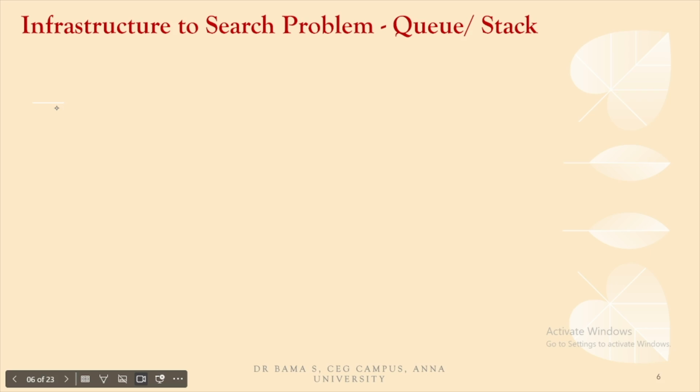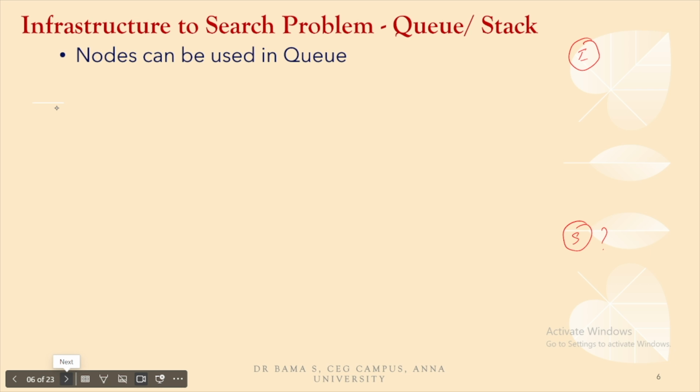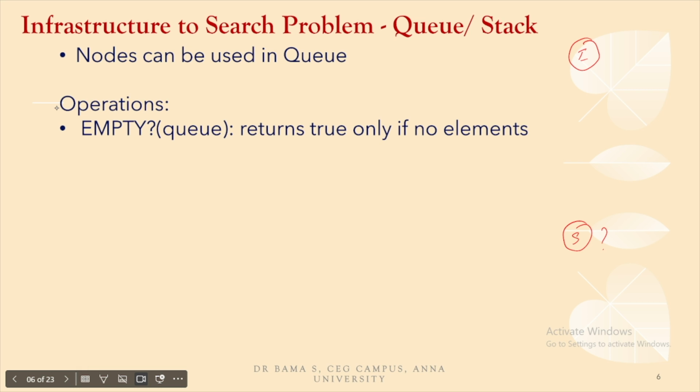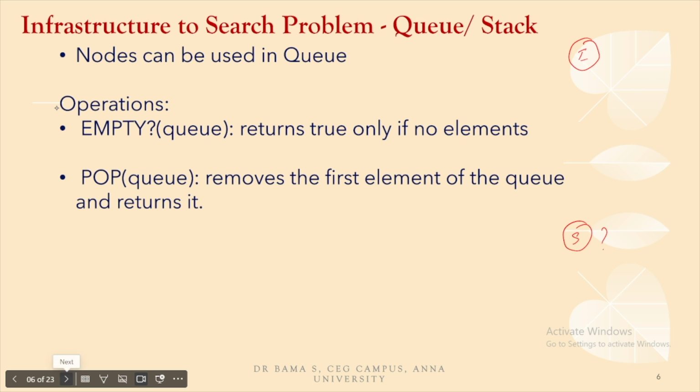Okay. Now, having done this, how do we search, how do we use it to reach the goal? Again, our objective is, given the starting point and the ending point, how do we reach from the initial state to the goal? There are 2 ways of doing it. One is by means of the stack or the queue, which you might have learnt in the data structures course. So, the nodes can be used in a queue, and the operations can be either empty, which returns no elements, or pop, which removes the first element of the queue and returns it.